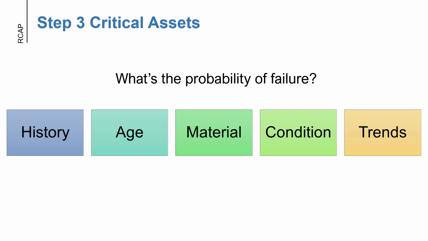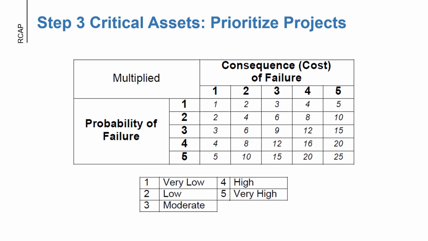Identifying the criticality of assets has us ask ourselves, what is the probability of failure? And when we're asking that, we want to consider the history, the age, the material, the condition, and the different trends of that asset. So one way to assess the asset's criticality is to set up that matrix or a criticality table, kind of like we saw a few slides back, where we're ranking from 1 to 5 on the consequence of failure and the probability of failure, and using this numerical ranking system to determine which of the assets are extremely critical. So your high critical assets are going to be those ones with those higher value numbers closer to 25 in this case.